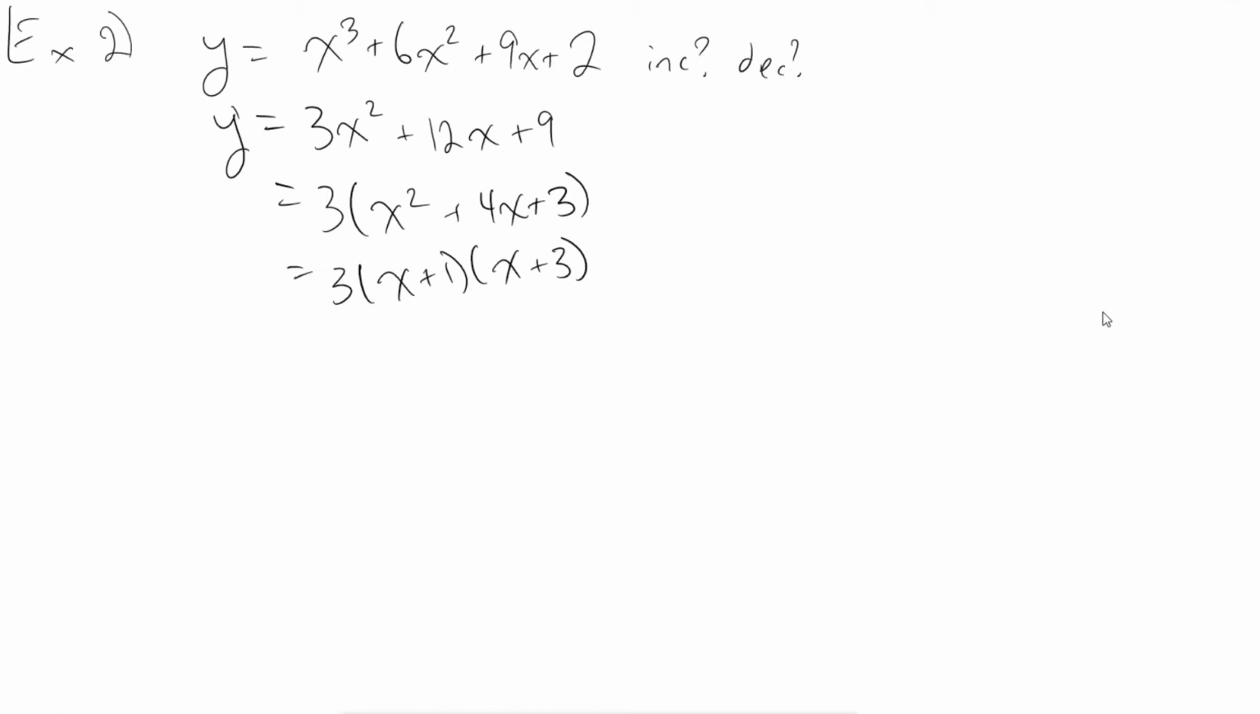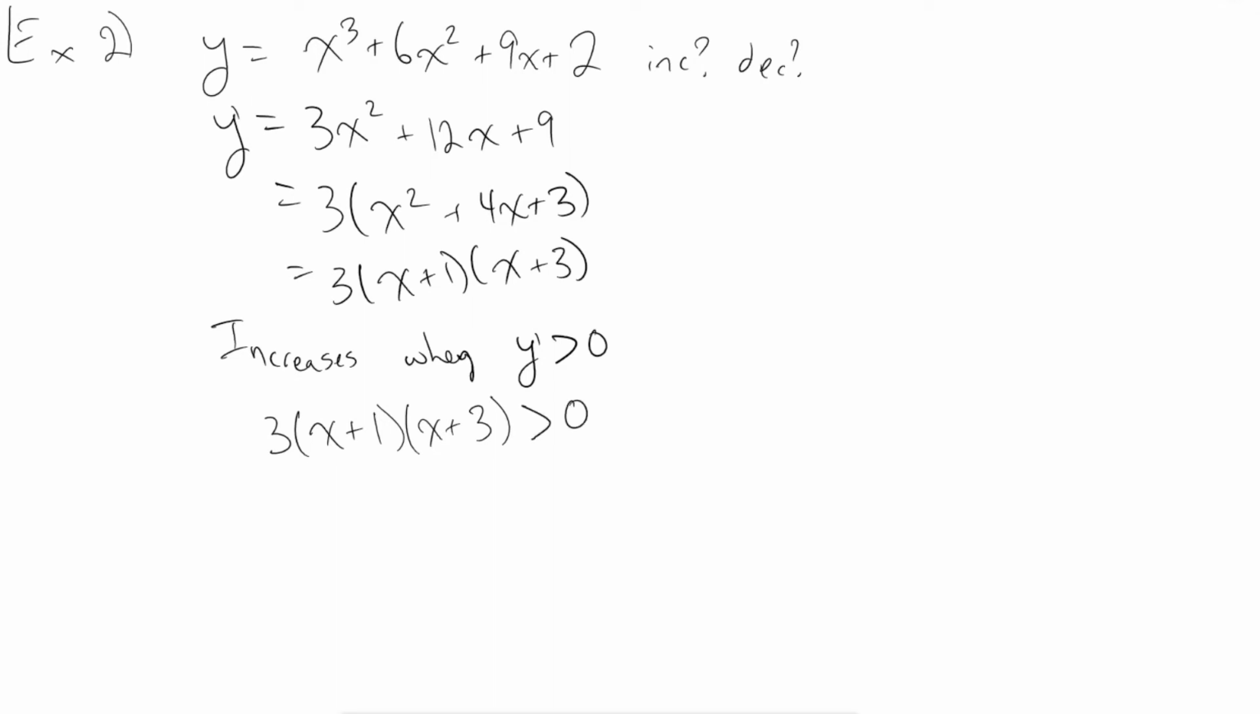We know that the function increases when the derivative of y is greater than 0. So we need to solve our inequality here. We can just dump our 3 because the 3 doesn't matter, but I'll keep it here for a second. According to our rules, 3 times x plus 1 times x plus 3 greater than 0 will give us the points on the function where the function is increasing.